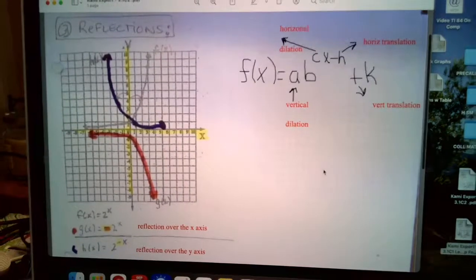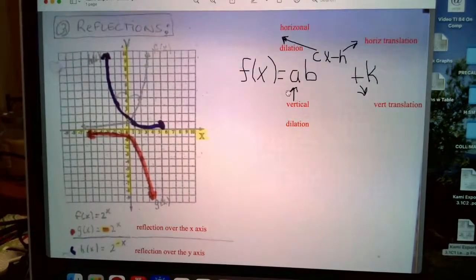To sum what we've talked about, if we look at what an exponential function looks like, it looks like a times b to the c(x minus h) plus k. These are all of our transformations all together. A and c refer to dilations, and h and k are our translations. So now you know where to see them in the function and know what they're called.